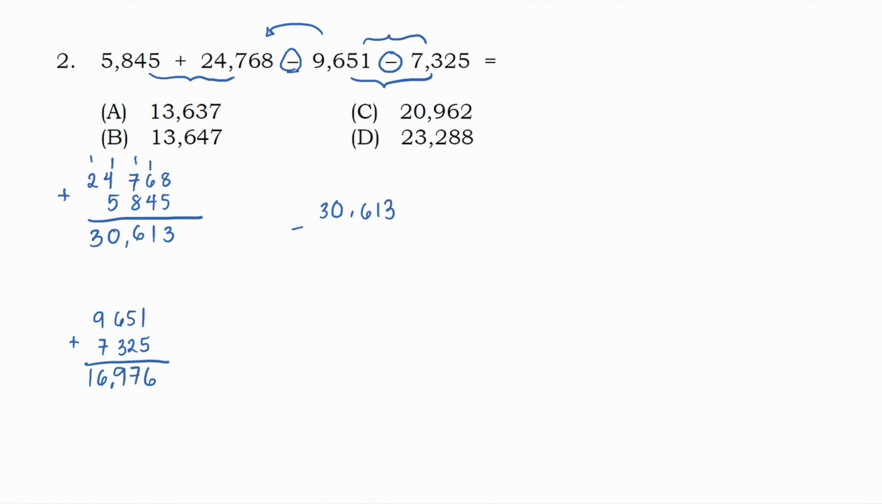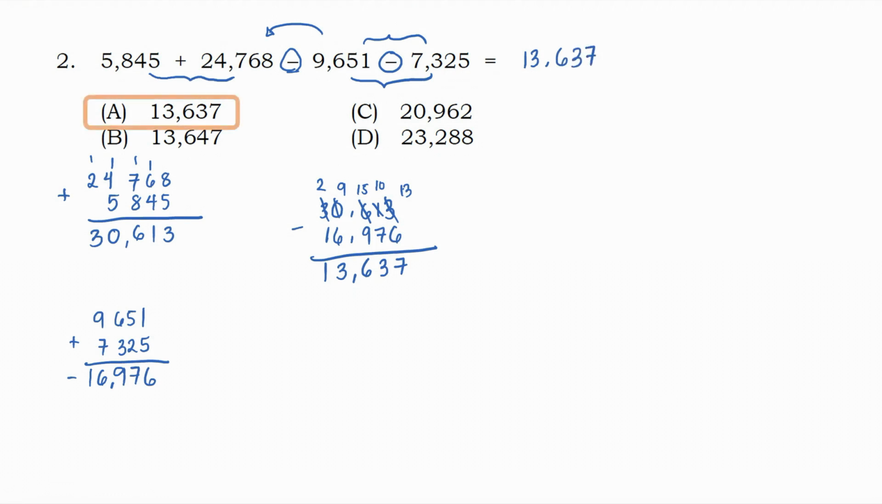So, 30,613 minus, so since negative yung signs nila, diba? So, dapat negative yan. Minus 16,976. Ayan. So, this one will become 2. Ito, instead of 10, magiging 9 na lang. This one will become 15. This one will become 10. And this one will become 13. Tapos, 13 minus 6 is 7, 3, 15 minus 9 is 6, 9 minus 6 is 3, 2 minus 1 is 1. Ayan. So, the answer here is 13,637. So, that is letter A.